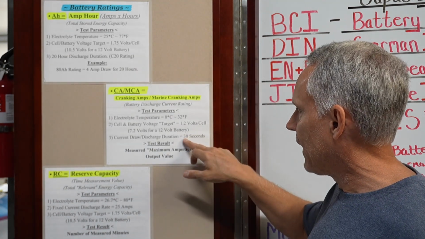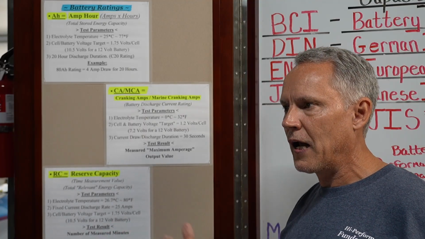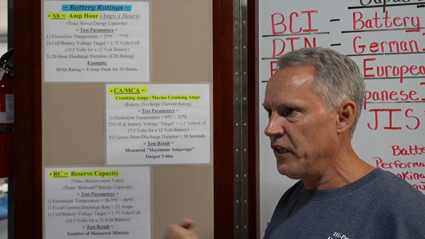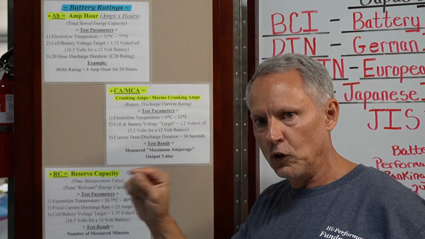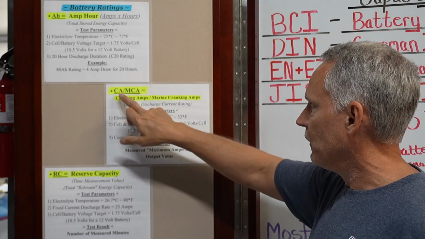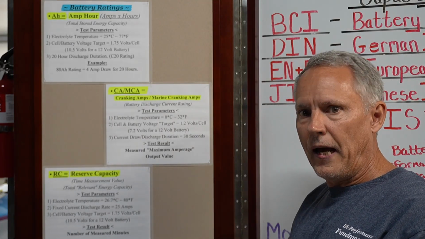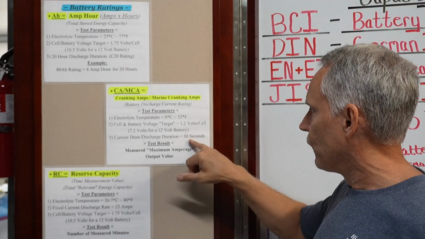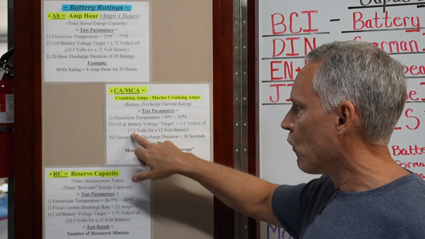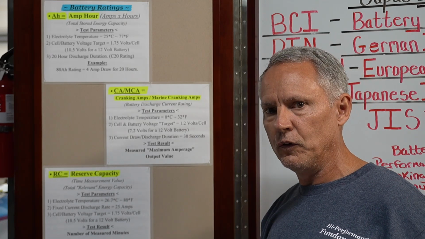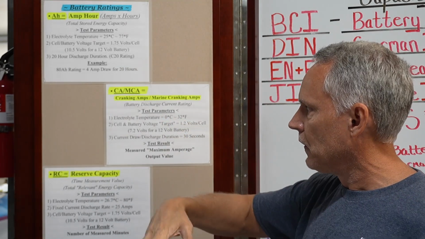Now, in that 30 seconds, how much amperage were we able to draw from the battery? What kind of a drain on the battery could we achieve and still maintain 7.2 volts after 30 seconds? That's your cranking amp rating. For example, if it was 250 cranking amps, then we know we could have put a 250 amp draw on that battery for 30 seconds, and after 30 seconds with a 250 amp draw, the battery voltage reached a level of 7.2 volts.